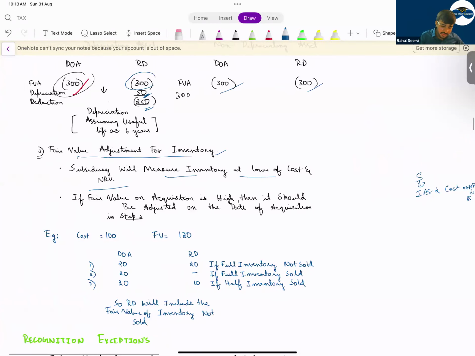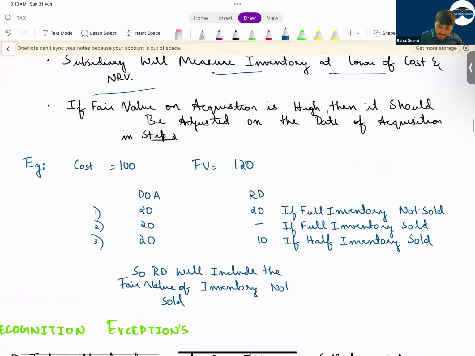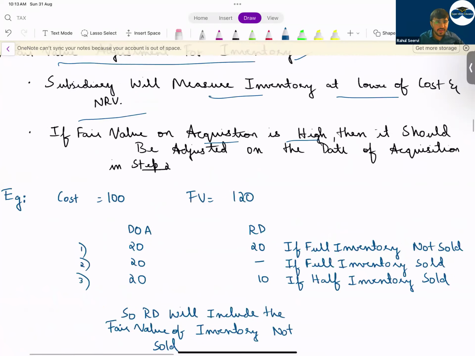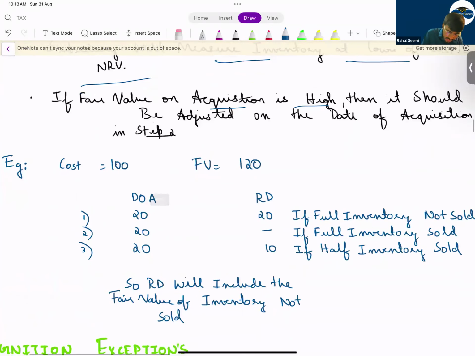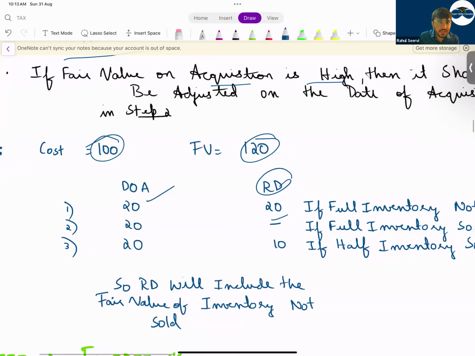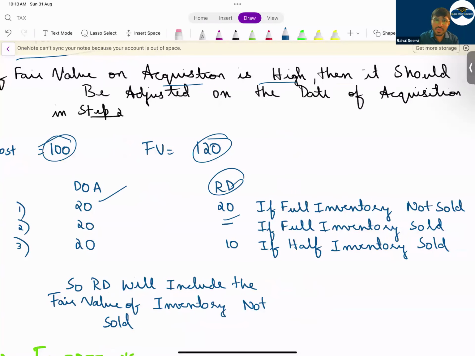So here, see now, sir. If fair value on the acquisition is high, then it should be adjusted on the date of acquisition. So I have taken an example. What is the maximum the examiner can ask you? See, cost is this, fair value 120. So on the date of acquisition, we adjust 120, and on the reporting date also we adjust 120 because the inventory is full. The inventory has not been sold. The inventory has not been sold by the company.